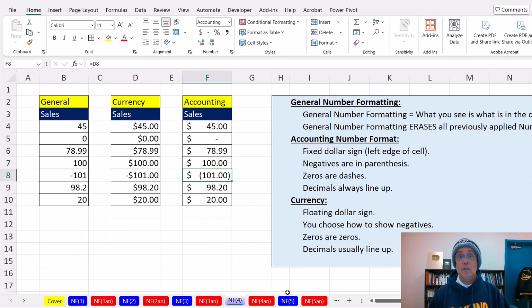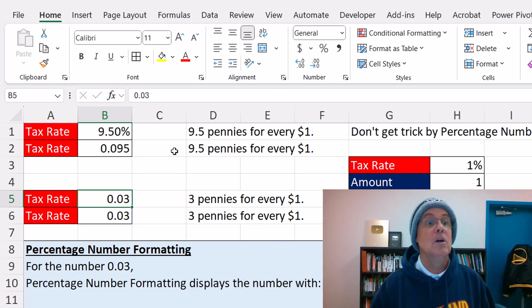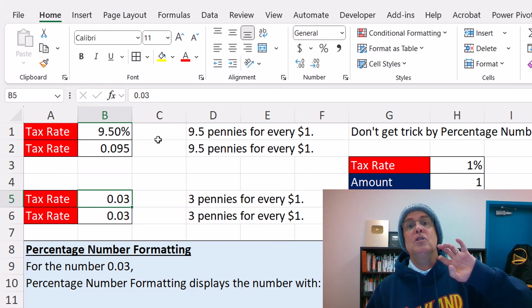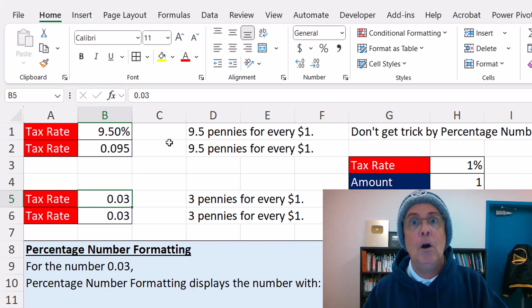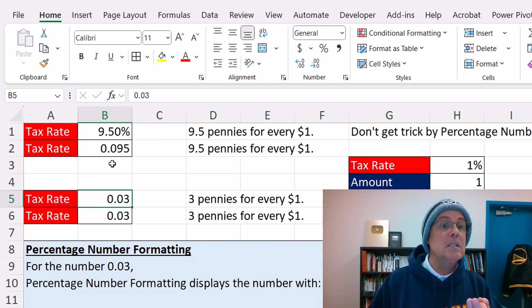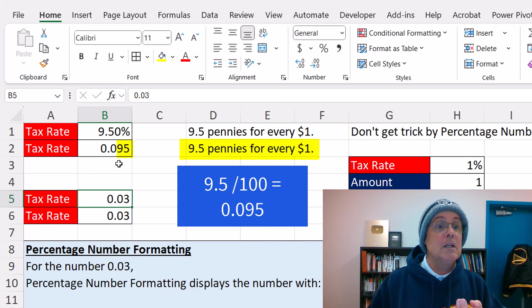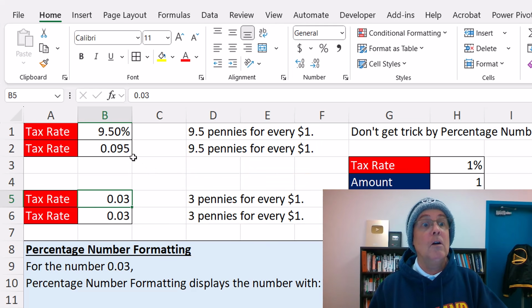All right, let's go over to the sheet NF5 and talk about percentage number formatting. Now, at its essence, when we see 9.5%, that's just a formatted symbolic representation of parts out of 100. For us, 0.0, and we can see that's the penny position. So the tax rate is going to be 9.5 pennies for every $1. Now, that is the number that sits in the cell.